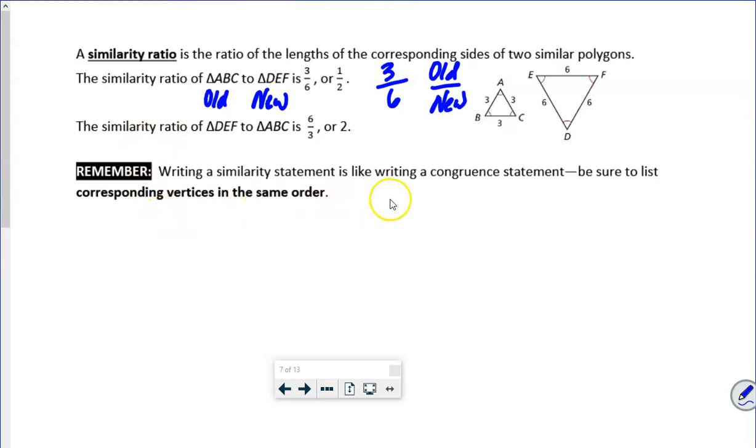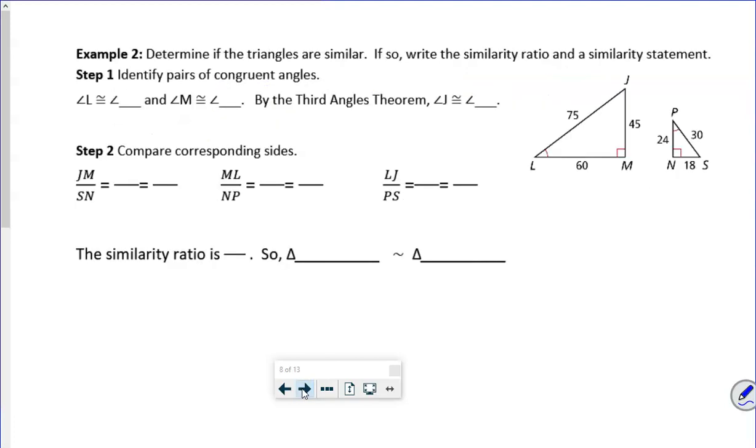So it says, write a similarity statement. It is like writing a congruent statement. Be sure to list the corresponding vertices in the same order. Now for this one, it's pretty hard because obviously everything's, the congruent angles, that's not going to help us. But as we start to work through these, we're going to actually look at angle congruent statements to help us write our similarity statements like we did with congruent statements, okay?